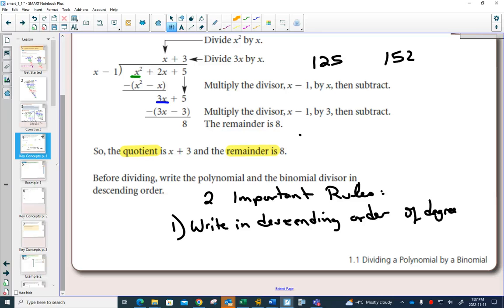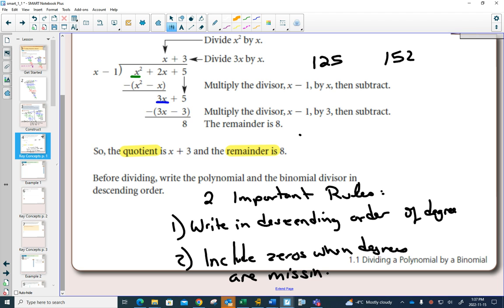The other thing that happens in numbers, that happens here, is we will need to include zeros when degrees are missing. Now, x squared plus 5 is the same as x squared plus 0x plus 5. But we would never write that 0x. But we're going to need to for long division because we need a placeholder.